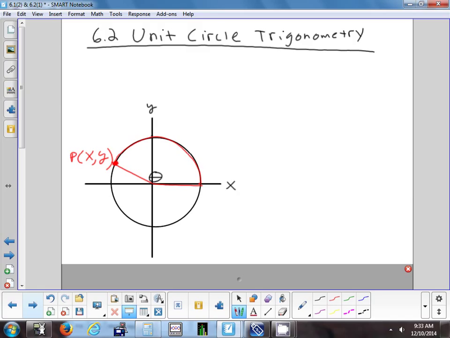Right, let's take a look at unit circle. Okay, anybody remember from yesterday, what makes something a unit circle? It has to have a special size. What's that size? The radius is 1? The radius, yes. The radius is 1 unit.